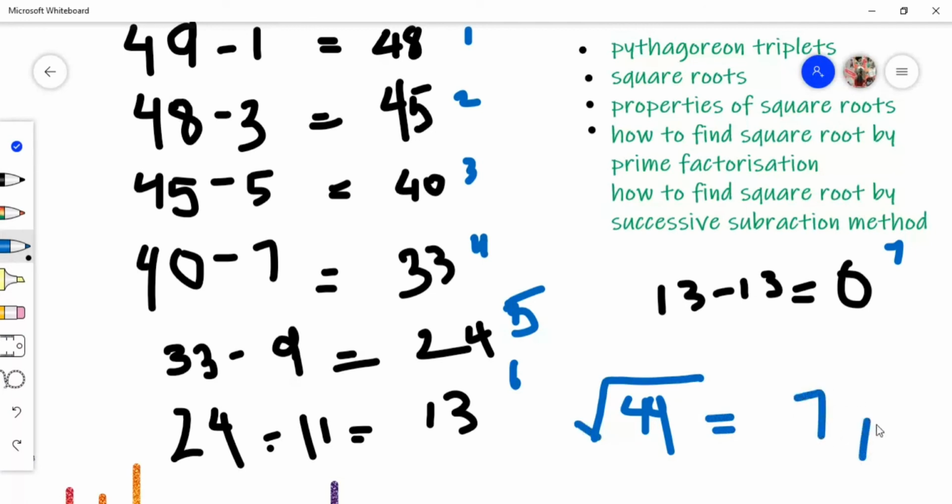This is the way we do it, and sometimes it's too long for very big numbers, so we can use the LCM method also, or the prime factorization method also. But if the question says find the square root by the successive subtraction method or repeated subtraction method, then you will have to perform this one only.